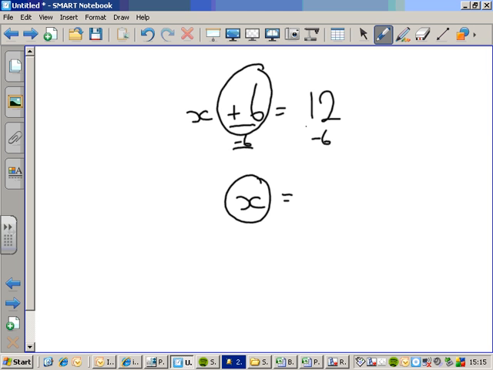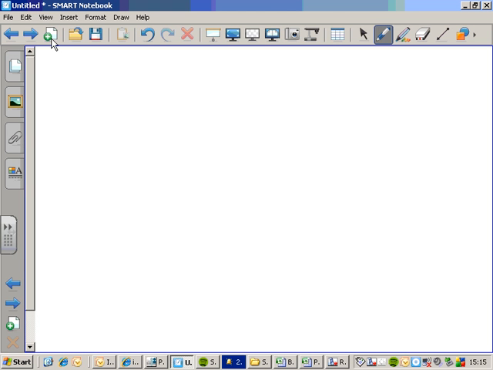And on the right-hand side, 12 minus 6 leaves you with 6. So the number I first thought of must be 6. Does that make sense? Yeah, it does, because imagine this was 6. 6 plus 6 does equal 12, so it's right. Okay, so here we're talking about numbers where we think of a number and add or subtract something to it.